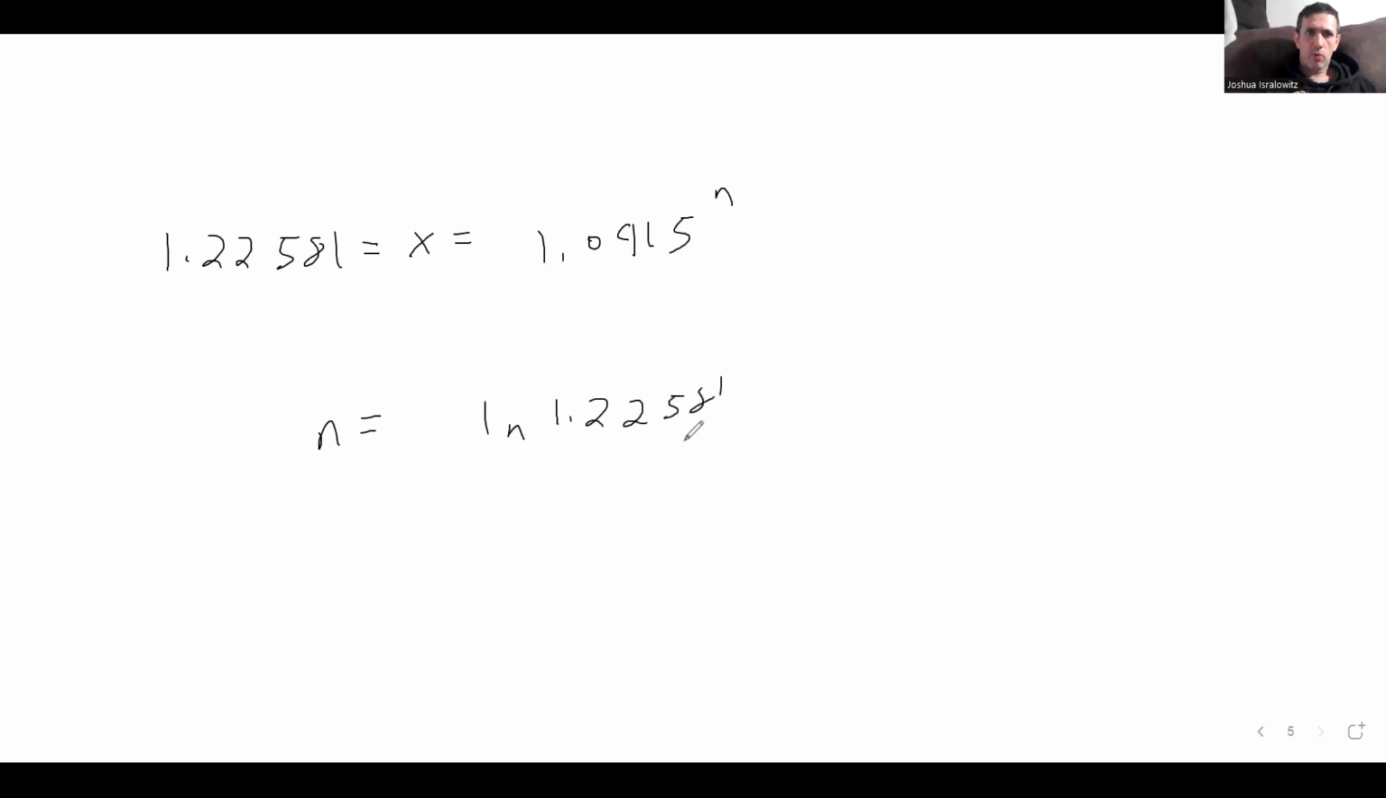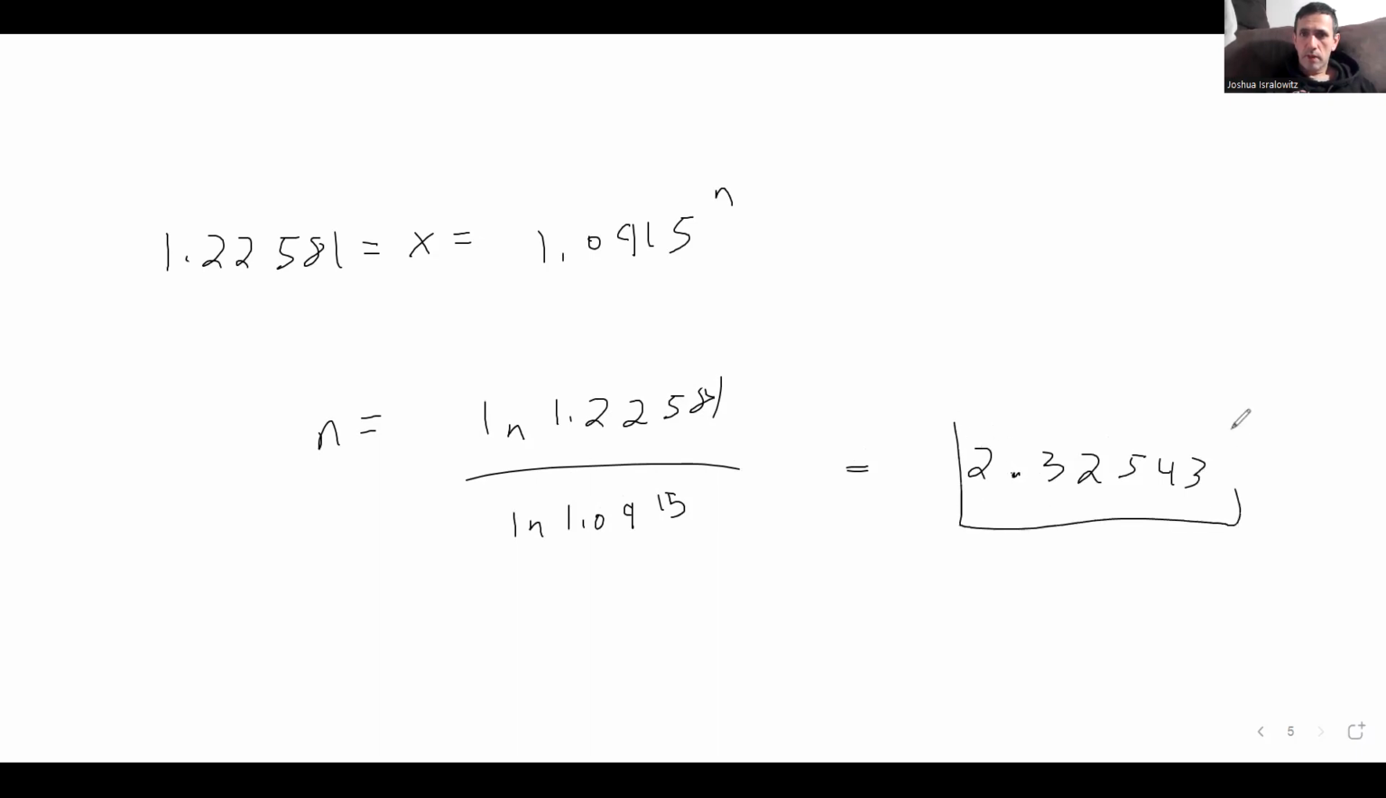Okay, so finally, just a reminder of what x is. 1.22581 is x, which is 1.0915 to the n. So just solve for n. I'll trust that you know how to do that. It's ln of 1.22581 over ln of 1.0915, and that equals 2.32543. All right, so that's your answer.